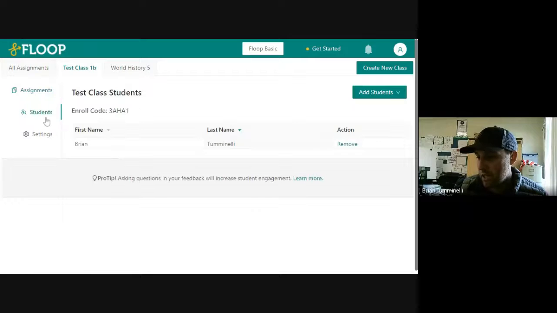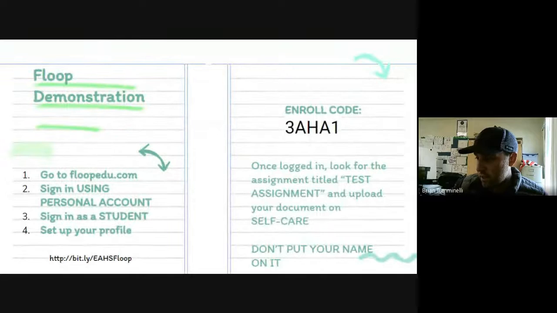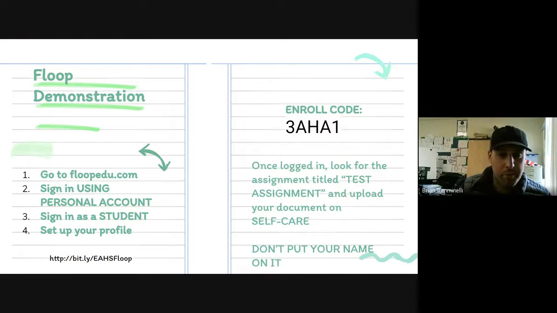I would be able to see students coming in. Here's my student account that I had added. As you enroll, you'll be able to see that as well. So let me get back to the enroll code. I just want to show you that real quick. Here's the enroll code again. We'll give you a few minutes to get uploaded and jump in while we're on peer review.